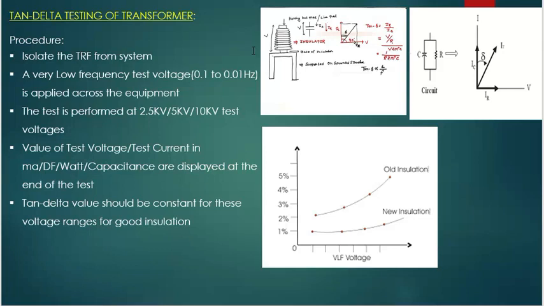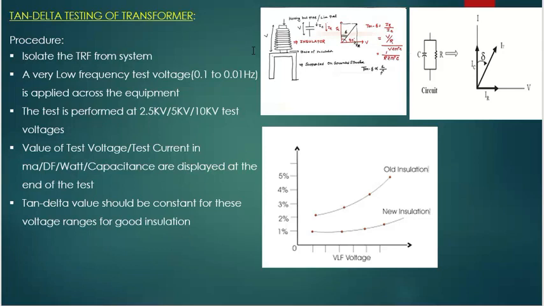A very low frequency test voltage of the order of 0.1 to 0.01 Hz is applied to the transformer bushing. The value of test voltage, test current in milliampere, distortion factor, power consumed for the test, and the capacitance are displayed at the end of the test. The tan delta value should be constant for these voltage ranges for a good insulation. For the winding tan delta test of the transformer, the procedure is the same, and we apply the voltages 2.5 kilovolt first, then 5 kilovolt and 10 kilovolt.